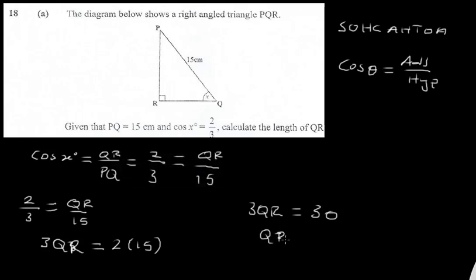So QR equals, what is the value of QR? Divide both sides by 3, and you would have QR equals 10 centimeters. So we have 10 centimeters at the bottom there. Quite easy, isn't it? It is easy. So that's how we work around question number 18a. We can move on to question number 18.